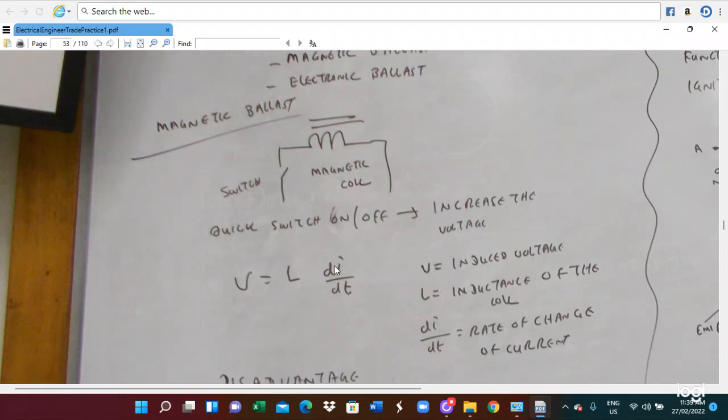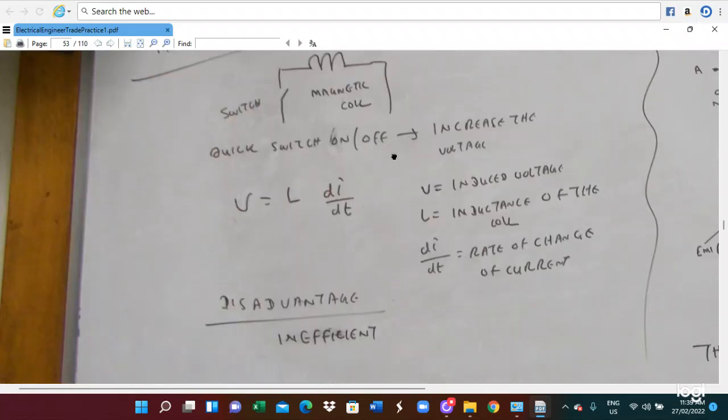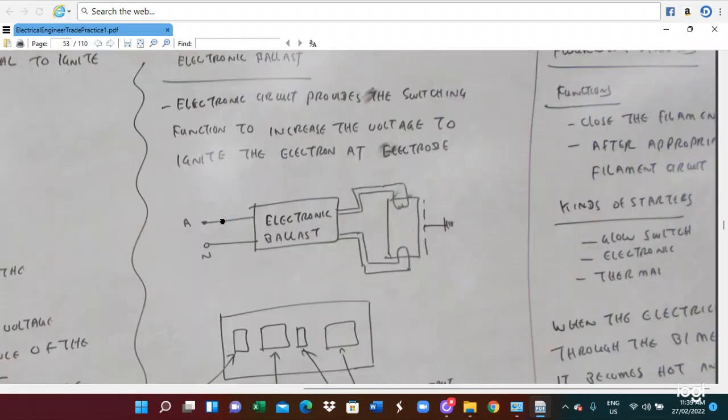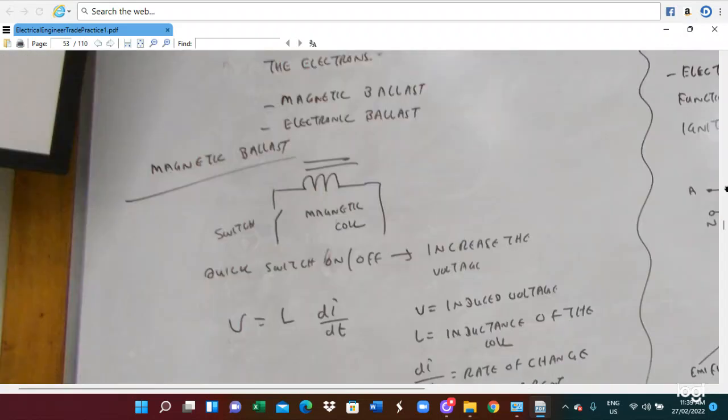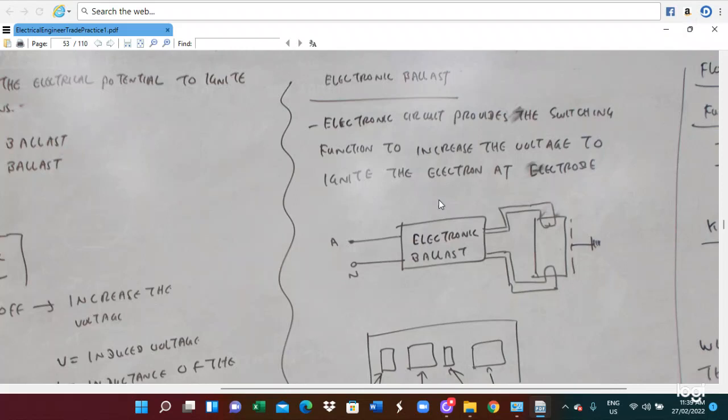So di/dt is the change of the electrical current, and L is the inductance, and this is the voltage. When the electrical current changes, it can produce a voltage. The voltage ignites the electrons. So this is the magnetic ballast. This electronic ballast is connected. The electronic circuit produces a switching function to increase the voltage to ignite the electrons at the electrode.